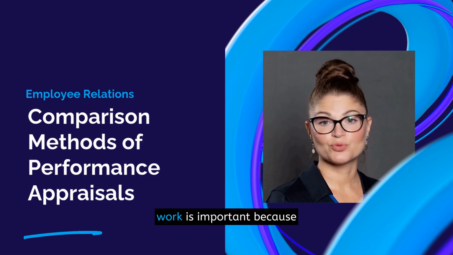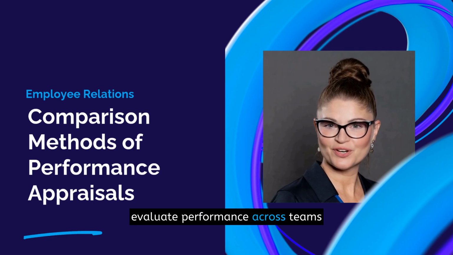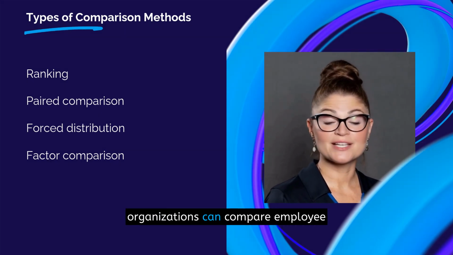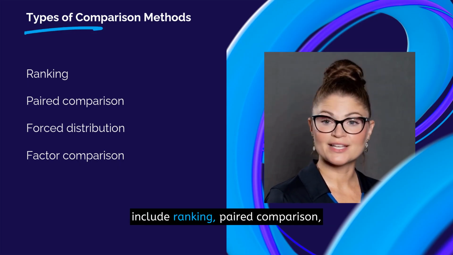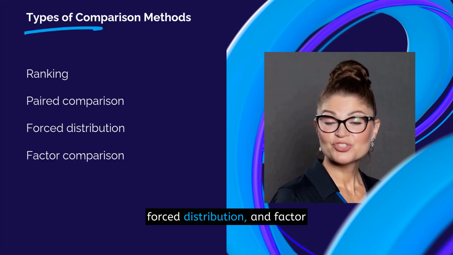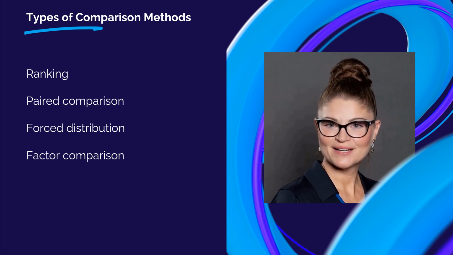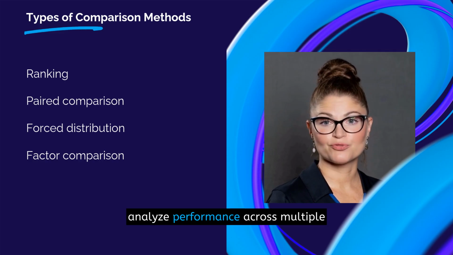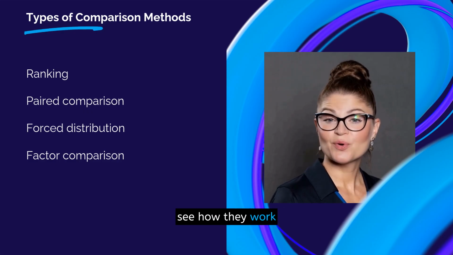Understanding how comparison methods work is important because many organizations use them when they need to evaluate performance across teams with similar roles or responsibilities. There are several ways organizations can compare employee performance. Four of the most common comparison appraisal methods include ranking, paired comparison, forced distribution, and factor comparison. Each of these approaches offers a different way for managers to evaluate employees relative to one another. Some methods provide quick comparisons, while others offer more structured ways to analyze performance across multiple employees. Let's walk through each of these methods and see how they work in practice.